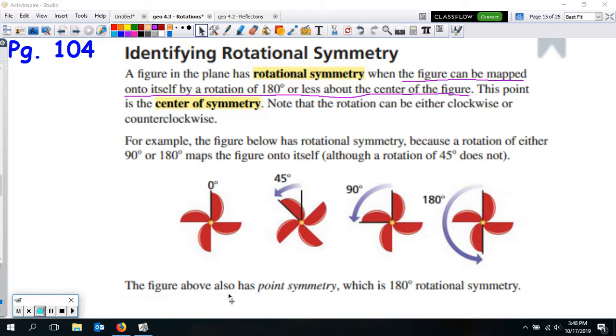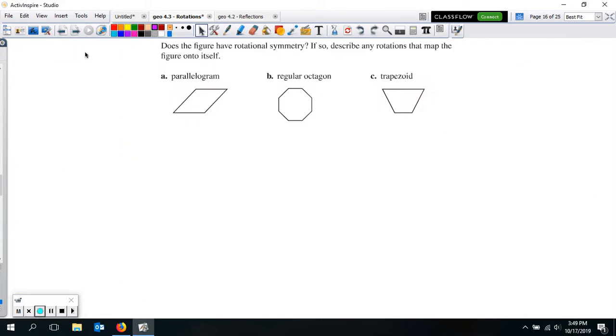So it says the figure above has point symmetry, which is 180 degrees rotational symmetry. So you could say, yes, it has rotational symmetry, and it's going to map onto itself at 90 and at 180 degrees. That's what we want to do for our problems here. So let's just try a look at a few of these, just as a way of getting an idea of rotational symmetry.